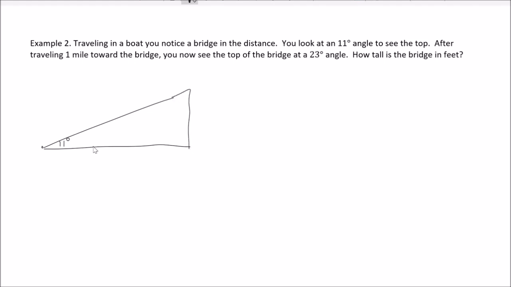I travel 1 mile forward. So this distance right here is 1 mile. I travel 1 mile forward, and now I look at the top of the bridge again. But now it's at an angle of 23 degrees.